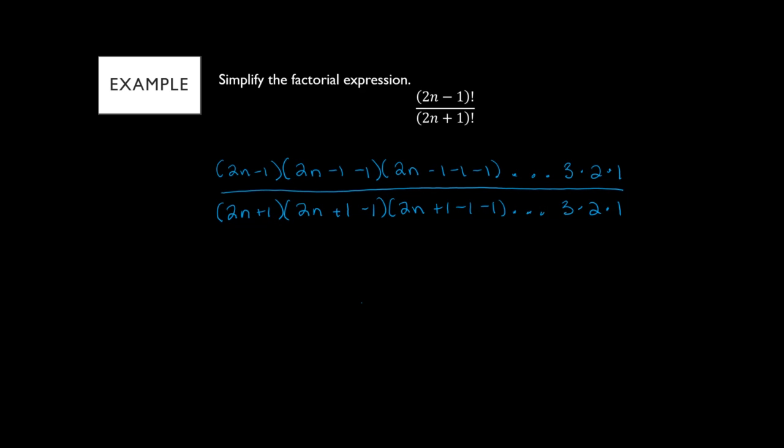I'm going to simplify all of my subtracting ones so I can rewrite these algebraically. So I have 2n minus 1. And then I have 2n minus 2, 2n minus 3, and then we know that eventually we're going to get down to, make sure that's not looking like a decimal, 3 times 2 times 1.